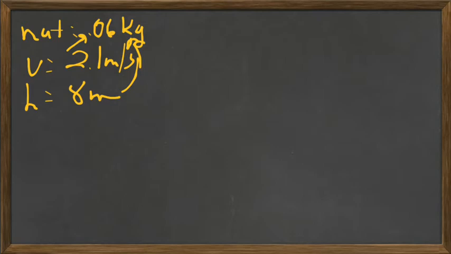Bird drops the nut. When the nut hits the ground, I want to know the speed at which the nut hits the ground. Now you might say, well, I can use this with kinematics. I have a delta y, I've got an initial velocity. Yeah, but you know what? That initial velocity is horizontal. It's not vertical. And you might ask yourself, how do I deal with that?